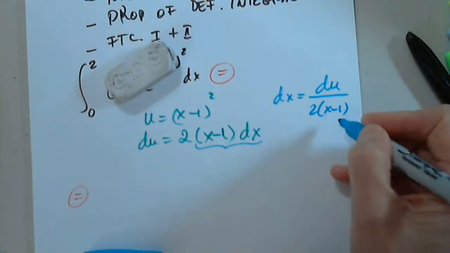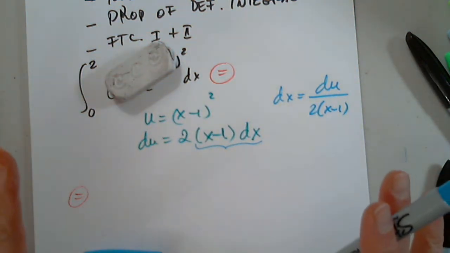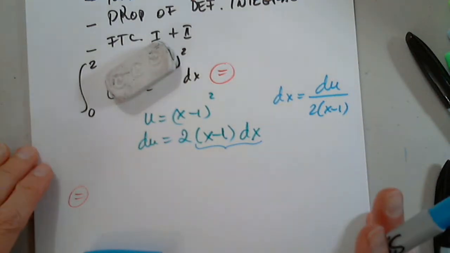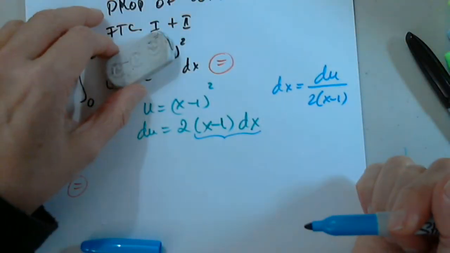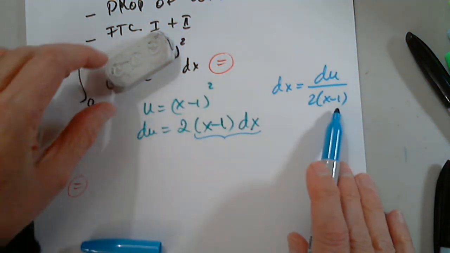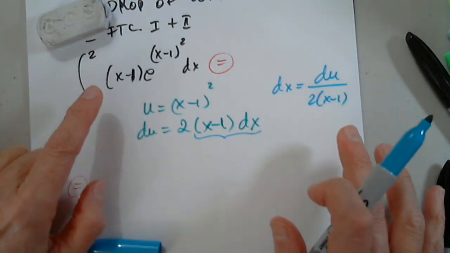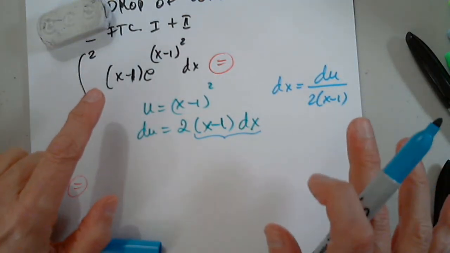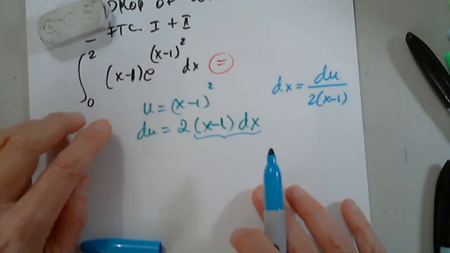2(x minus 1). In my opinion, on simple examples this is more difficult, but everyone is different, so you may want to use this. So dx is du over 2 times x minus 1. But remember, you cannot have x and u in the same integral. There will be an error, a terrible mistake. That's why what I'm trying to do is a little more difficult.